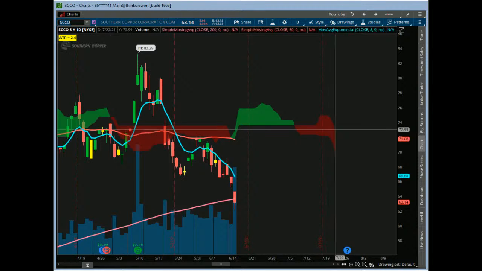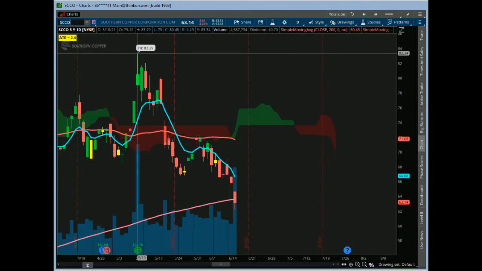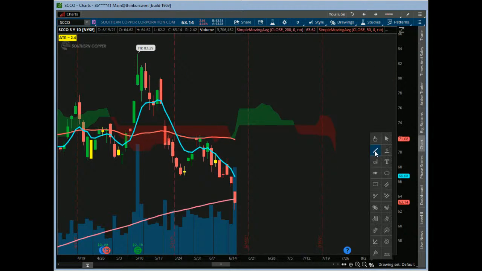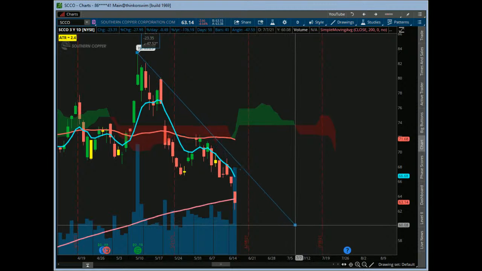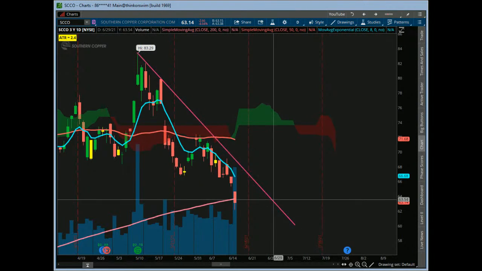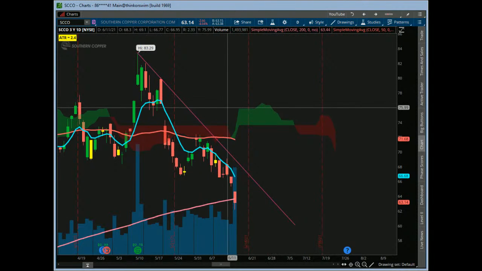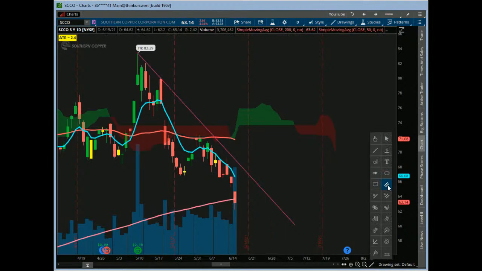SCCO. Wow, nasty day on this one here today. Southern Copper. A lot of these names got hit because I think folks are a little bit concerned going into the Fed or whatever the case is. We talked about it a little bit in the bubble report this morning. Keep an eye on your geometric line right here, see how that holds. Other than that, we could put a channel on it here too.